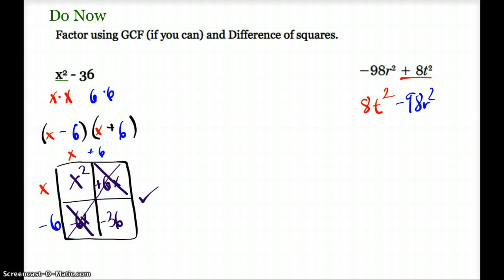Okay. Now for your second question, I reordered them. I used the commutative property. I switched the order. I'm going to find the GCF first. So GCF, that is a factor. That's what the F means. And then I'm going to do difference of squares right afterwards.